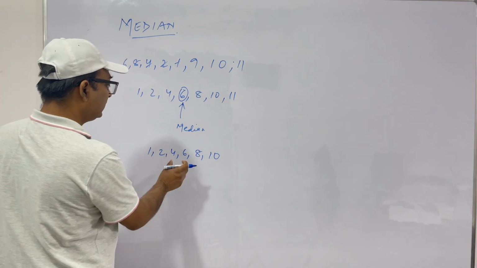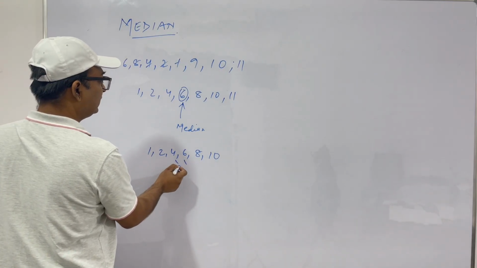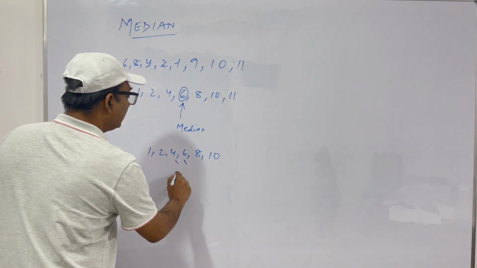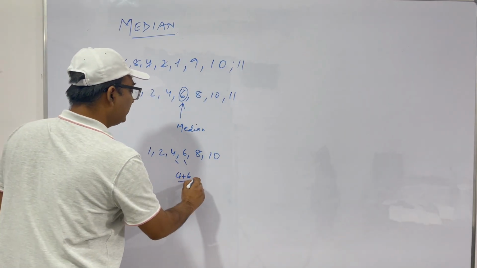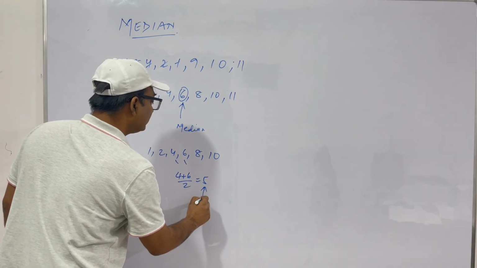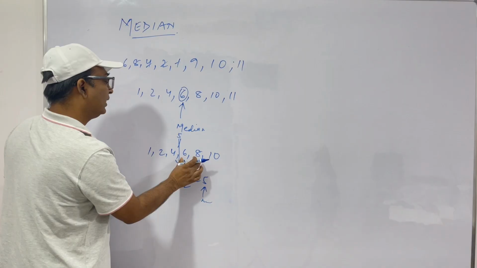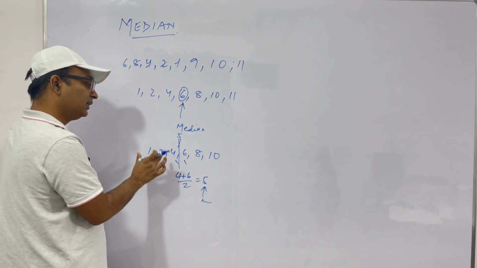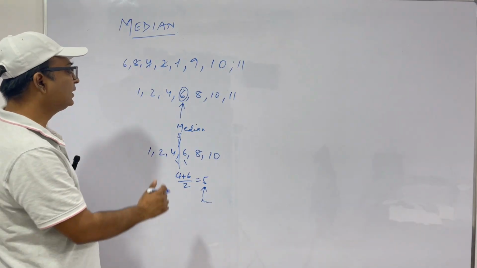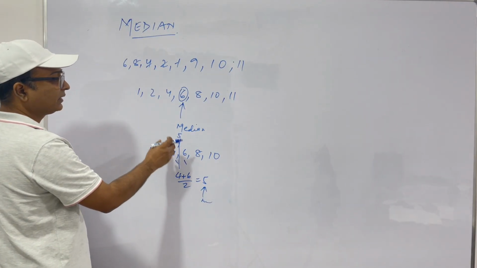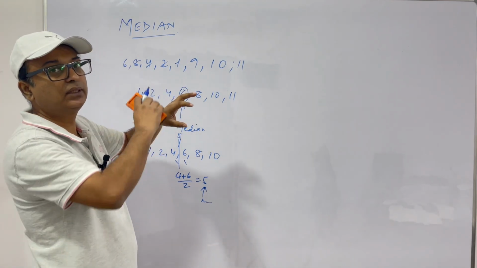So what we do, we take the middle two values, this and this. We add them and divide by 2. We take the average of the two. So this will be 5. So median here is 5. Half of the data is above 5 and half of the data is below 5. This is the concept of median. So this is a positional average. This is the average which is in the middle of the whole distribution.